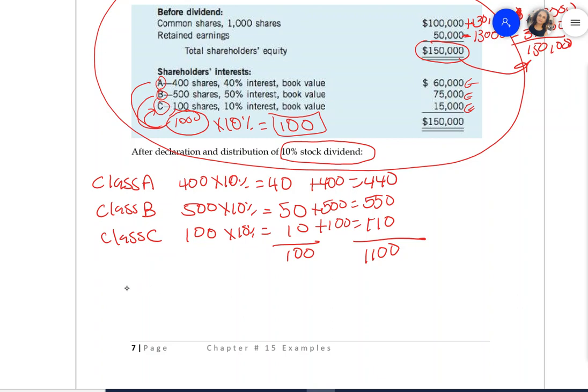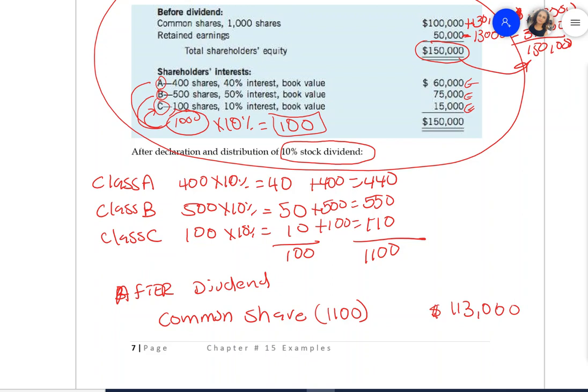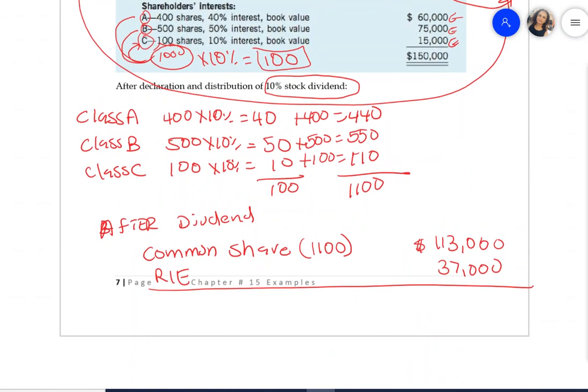So let's put it together. After the dividend, what will happen? You have common shares. Instead of 1,000 shares, now that we have declared the dividends, we have 1,100 shares outstanding. The value of your common shares will be 113,000. Originally it was 100,000, now it's 113,000. Then we have our retained earnings. The retained earnings value will be 37,000. Then we have total shareholders' equity, which is going to be your 150,000.